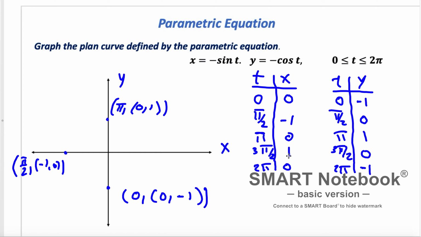And now I'm going to 3 pi over 2. x is 1 and 0. 1 and 0 is here somewhere. So let me write 1 and 0. But the parameter t is 3 pi over 2. So here is somewhere.